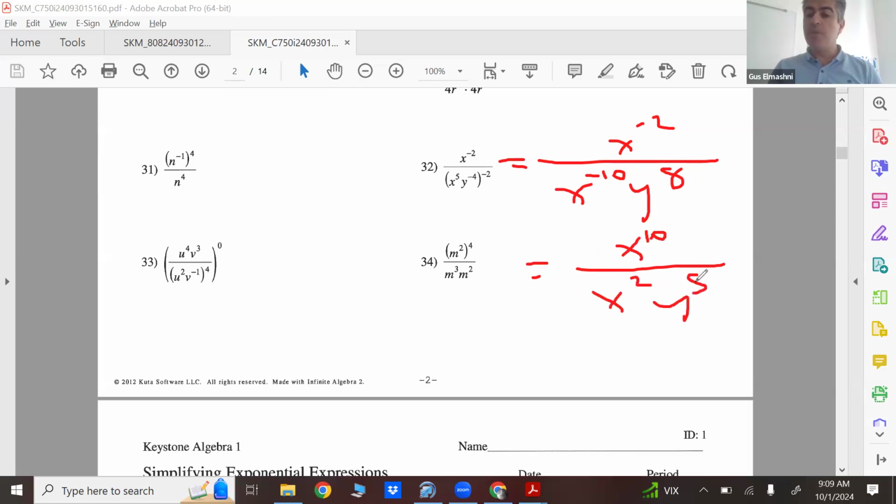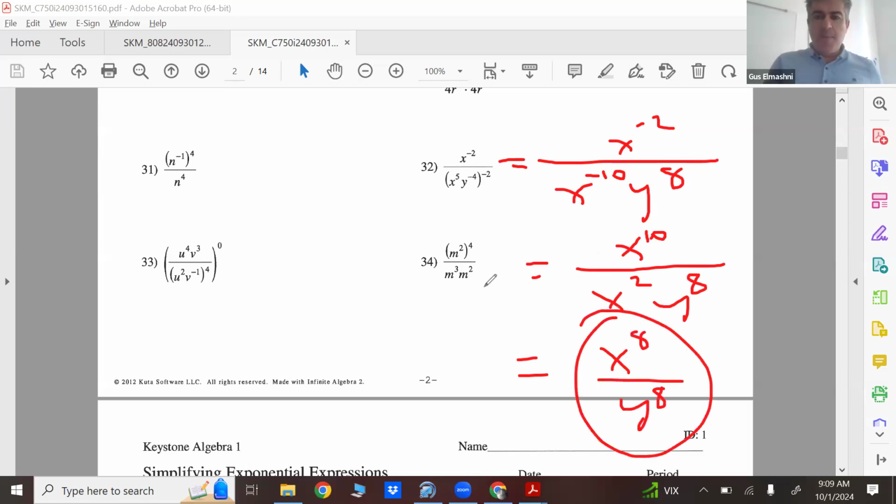You can move them, sure. Only negative exponents move though. Only negative exponents, not positive exponents. Numbers stay where they are. Then it becomes this. Okay, now I got it right. Yeah, my apologies.